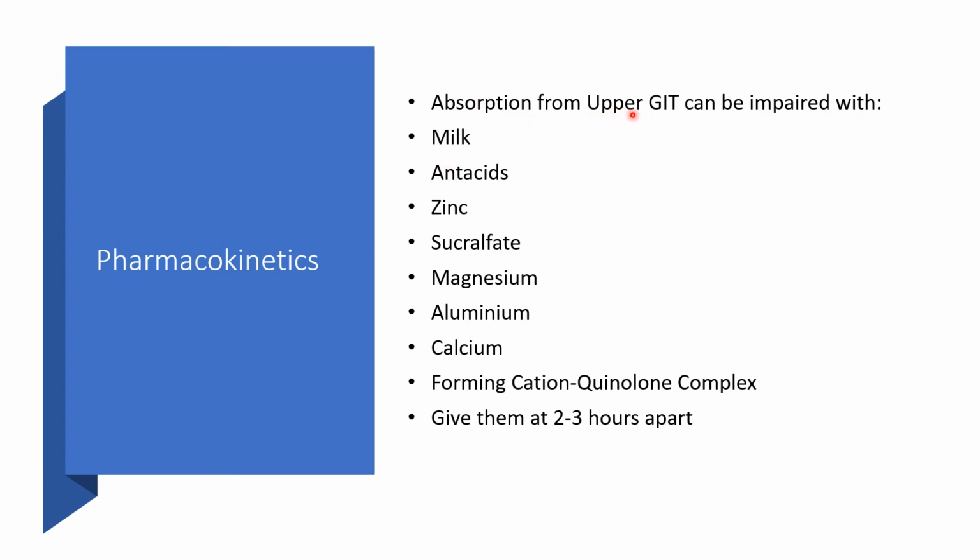Absorption from the upper gastrointestinal tract can be impaired when you concomitantly administer fluoroquinolones with any of the following agents: milk, antacids, zinc, sucralfate, magnesium, aluminium, calcium. All these will form cation quinolone complex. Therefore, it is expedient to give them at least 2 hours apart. Or it could be up to 3 hours, so 2 to 3 hours apart.